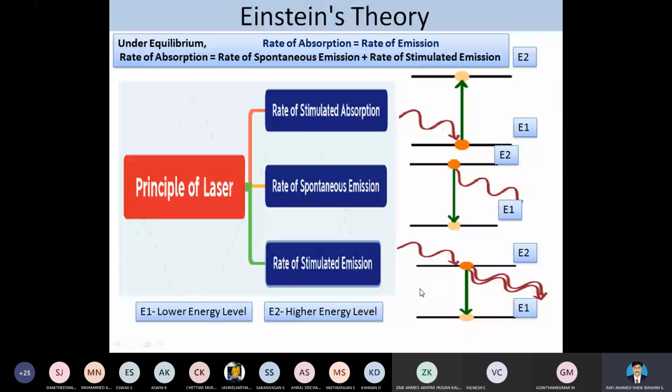The third process is rate of stimulated emission. The atom in the higher state jumps to the ground state with some energy. The atom in the higher state jumps to the ground state with inducement.